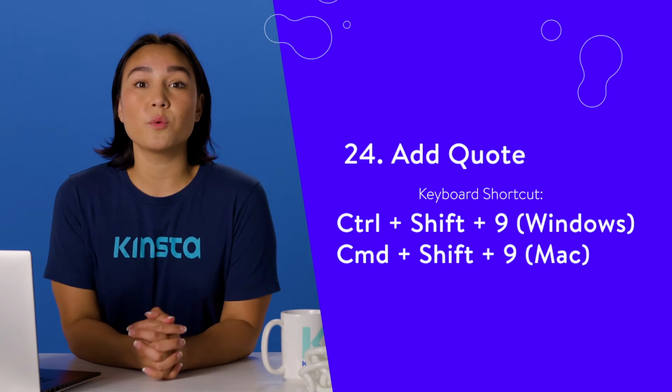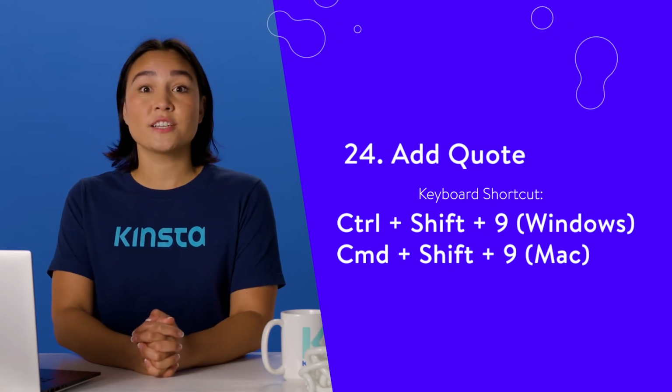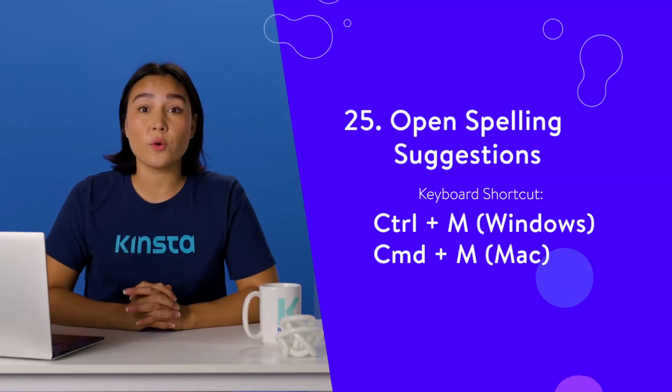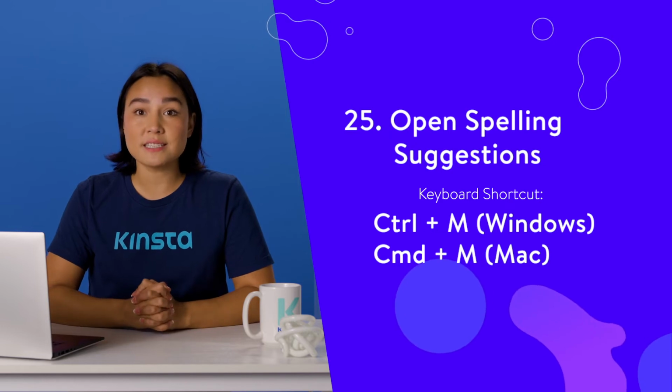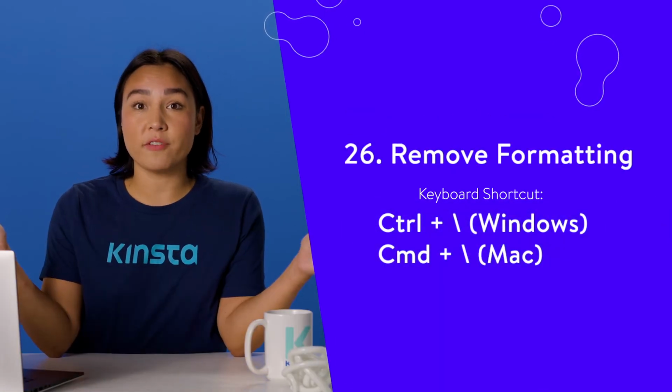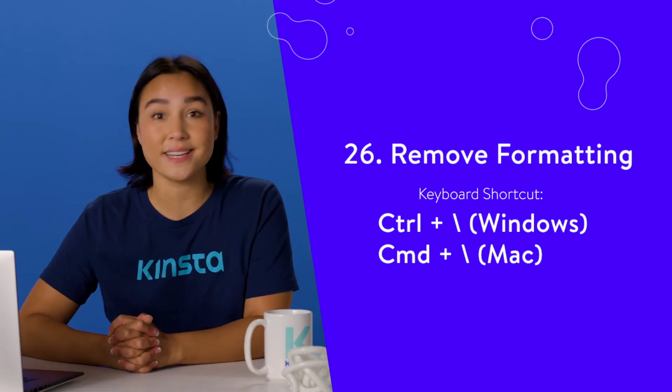This Gmail shortcut will take any text that you've highlighted and turn it into a quote. It looks like this in an email. When you use this shortcut while writing an email, Gmail will list spelling corrections for your text. This shortcut will remove all formatting from the text you've highlighted, leaving just the plain text behind.